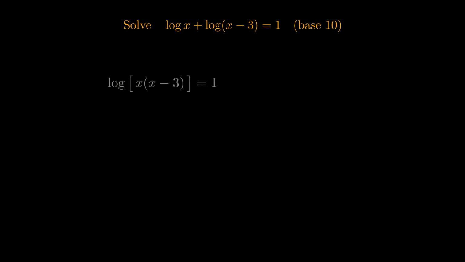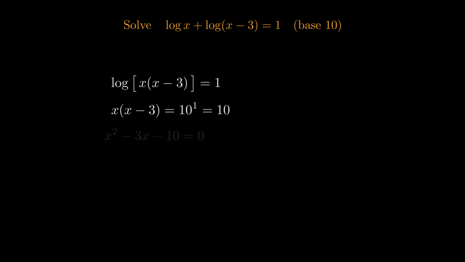Now a harder one that pulls the whole video together, and it hides a trap. Solve log x plus log (x minus 3) equals 1, base 10. First, use the product law backwards. Log x plus log (x minus 3) is the log of x times (x minus 3). So the log of that product equals 1. Now undo the log. Log base 10 of something equals 1 means that something is 10 to the 1, just 10. So x times (x minus 3) equals 10.